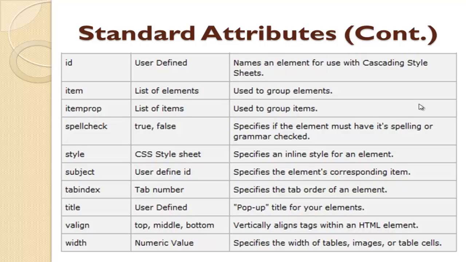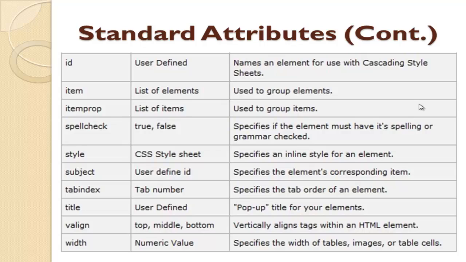The next attribute is viewsubject, which is a user defined ID. It specifies the element's corresponding item. Tabindex is a tab number, which specifies the tab order of an element. Title is user defined. It pops up the title for any element.